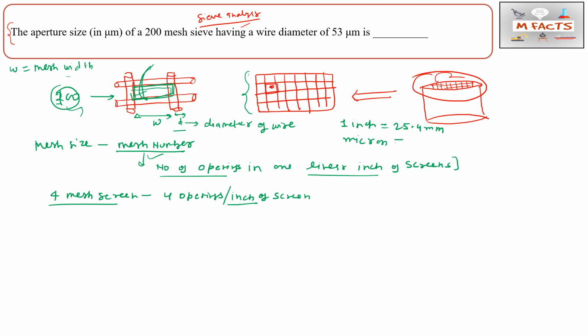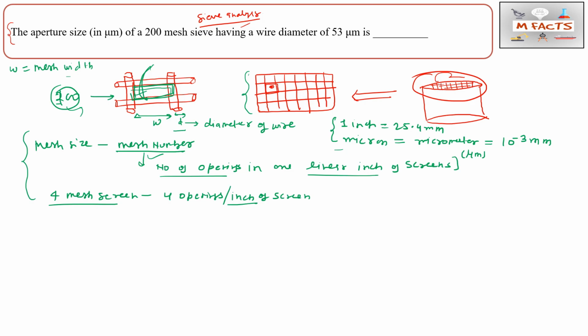Okay, so the micron is also known as micrometer. 1 micrometer is basically 10 to the power minus 3 millimeters. This is mu m. So this is all about the unit conversion in sieve analysis, and this is the terminology which is used.